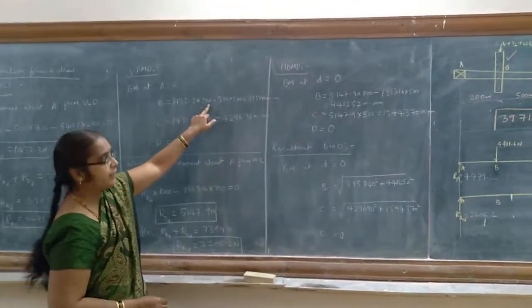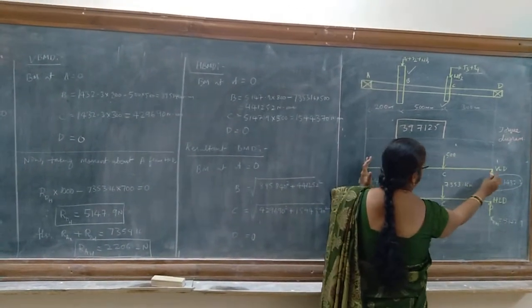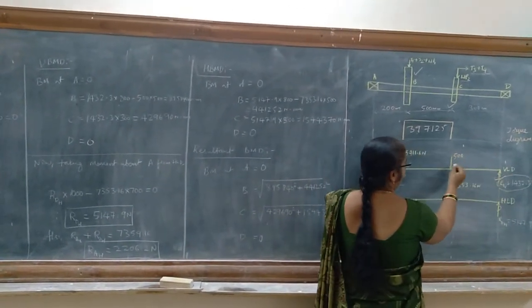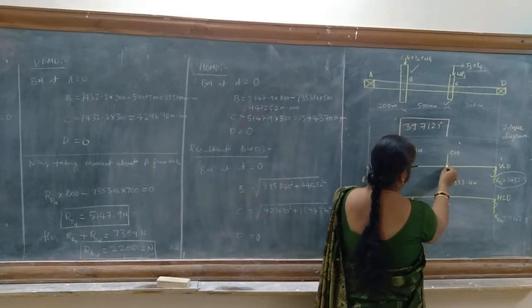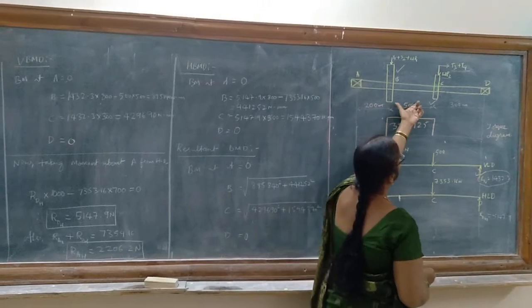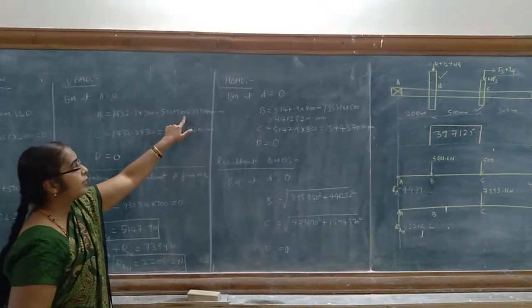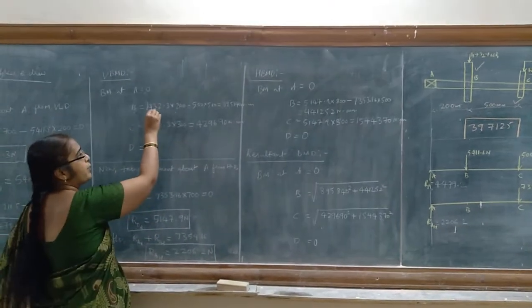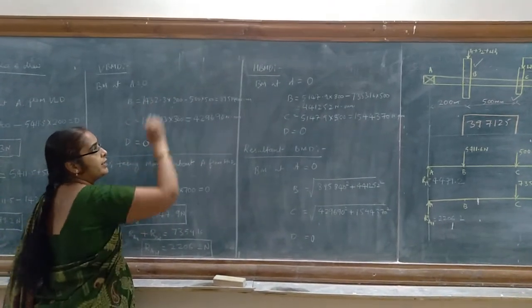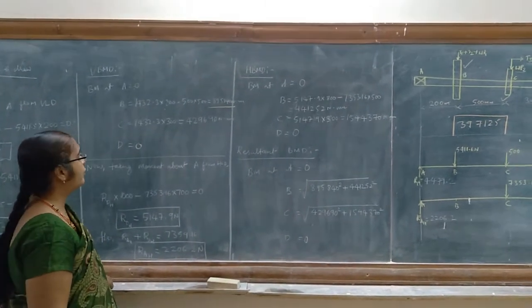1432 into 800 minus. The next load is 500. I am talking about B. 500 into distance. Distance will be 500. So it is 500 into 500. Upward force I have taken as positive. Downward force I have taken as negative. So it comes to be this much, the magnitude of bending moment.